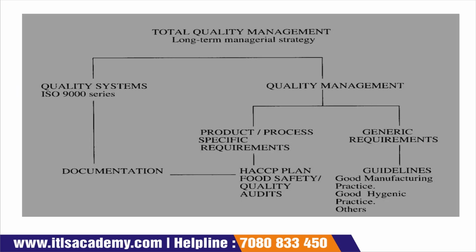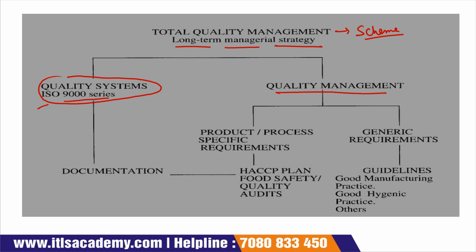Now the next is your total quality management plan, or you can say total quality management scheme. It is what? It is a long-term managerial strategy. It involves two things. The first is your quality system. This quality system is according to the ISO 9000 series, and the second is your quality management. Quality management involves two processes. The first one is the product process specific requirement, and the second is the generic requirement.